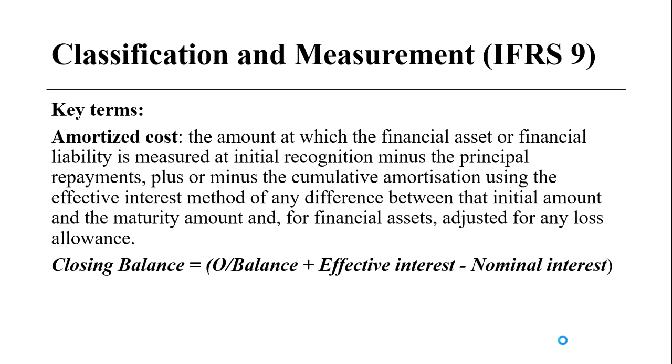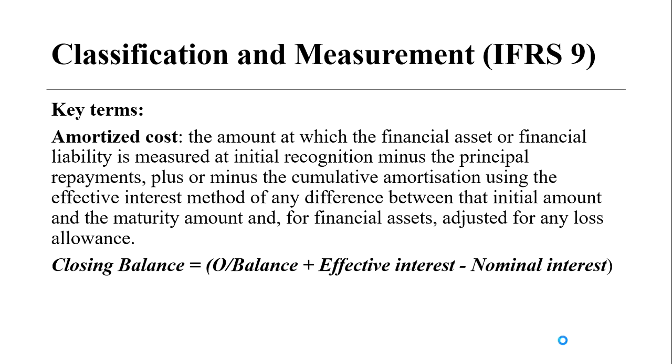Let us progress to the issue of measurements. Under IFRS 9, key terms. Well, you can't run away from that, can you? Amortized cost: the amount at which the financial asset or financial liability is measured at initial recognition minus the principal repayments, plus or minus the cumulative amortization using the effective interest method of any difference between that initial amount and the maturity amount, for financial assets adjusted for any loss allowance.